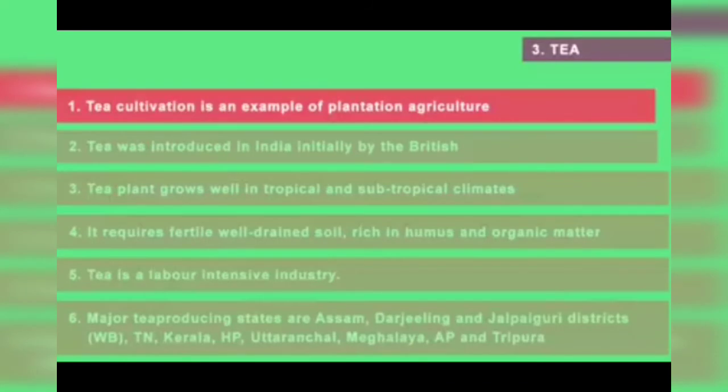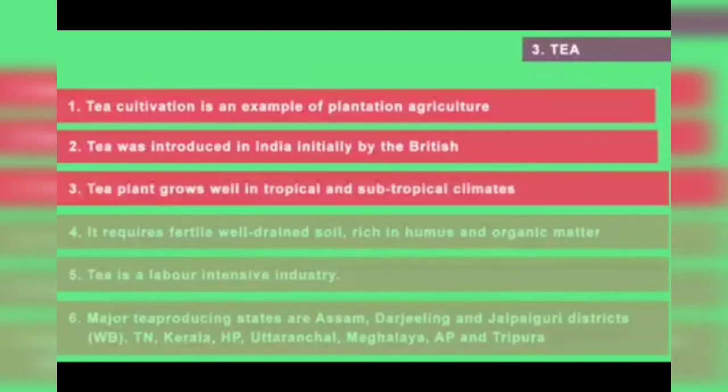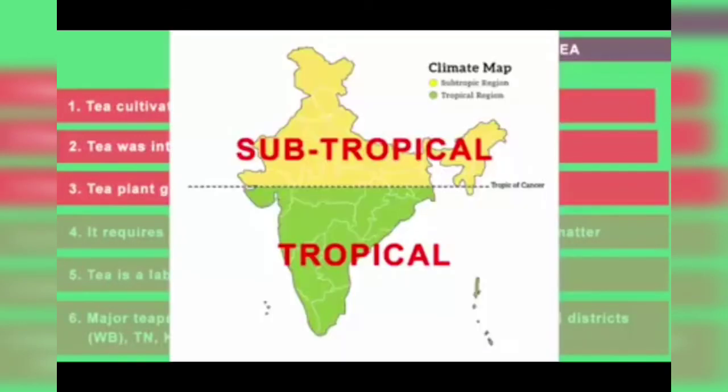So we are talking about tea. The British introduced tea first in India, remember that. But of course today most of the tea plantations are owned by the Indians. Now the tea plants grow well in both tropical as well as subtropical climates.